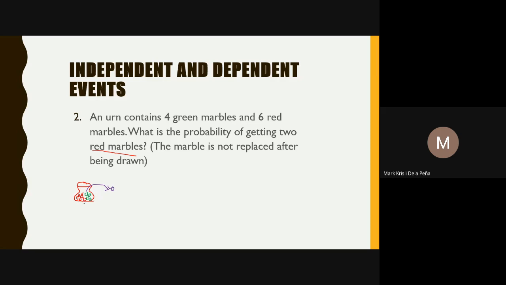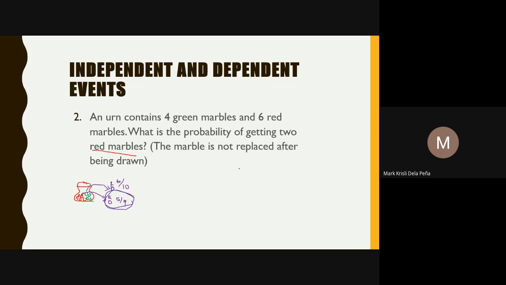And also, if we get a red one, its probability at the first draw is 6 over 10. However, since we already got one, when we get another marble, suppose it's red again, its probability is now 5 over 9, which means the probability of the occurrence of the second event is affected by the occurrence of the first one. So these events are dependent events.